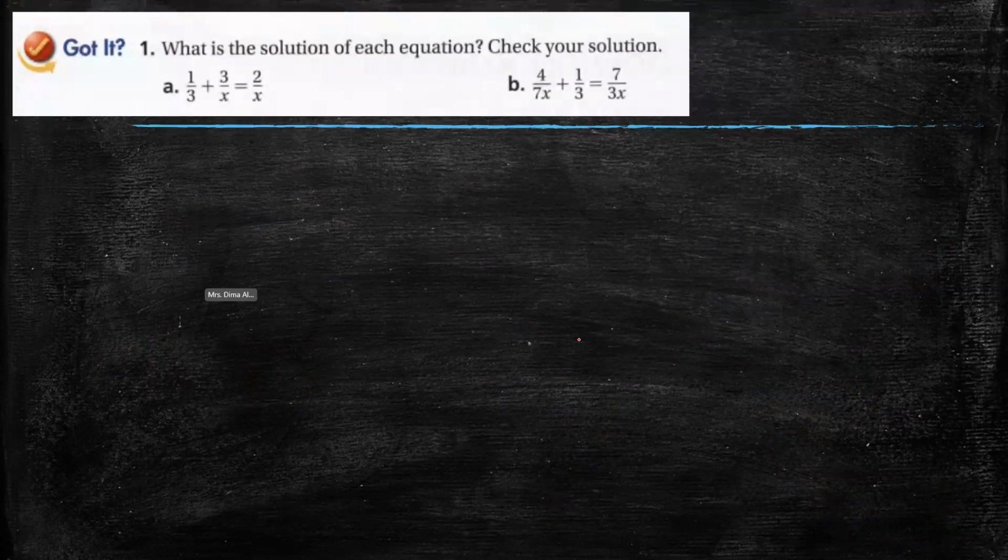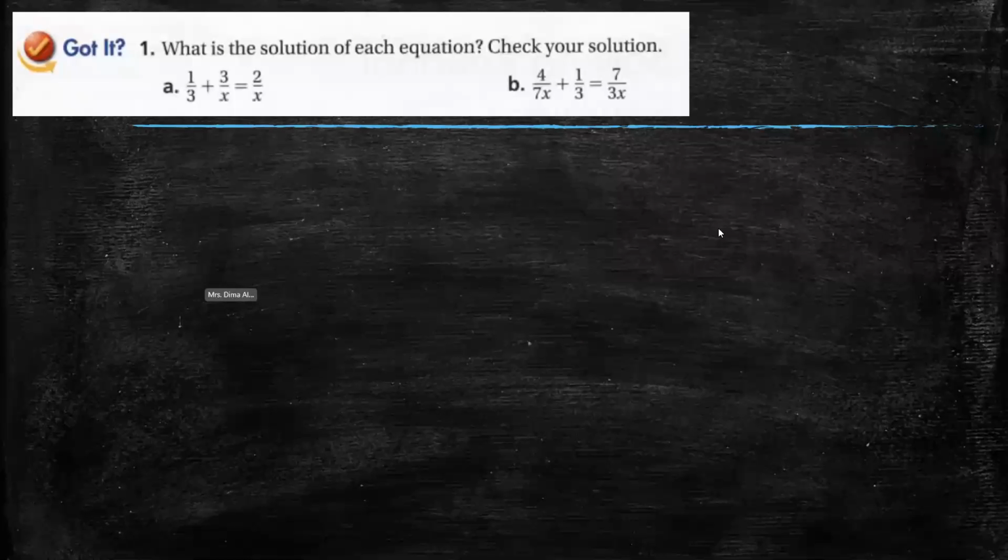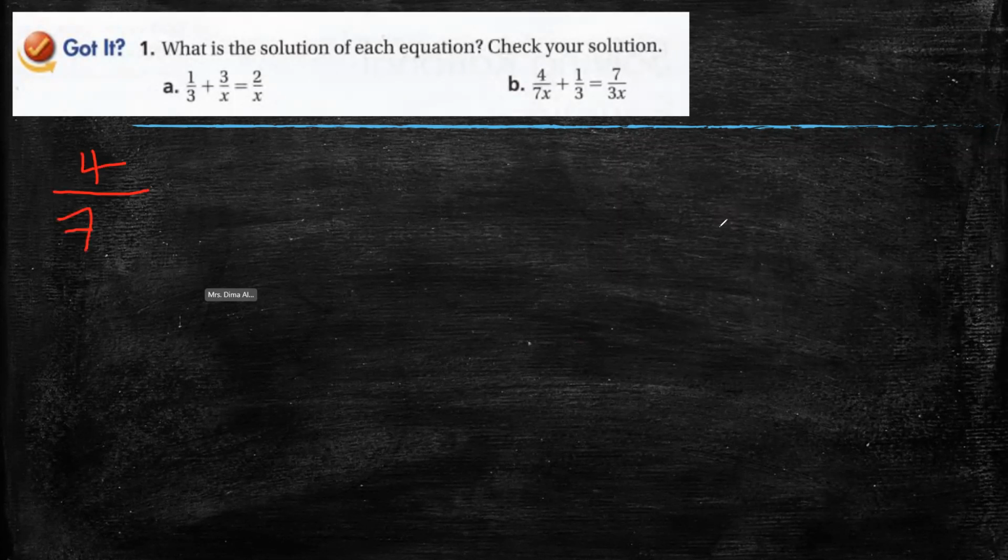Now, 4 over 7x plus 1 over 3 is 7 over 3x. So 4 over 7x plus 1 over 3 must be equal to 7 over 3x. So here now, what is the first step?